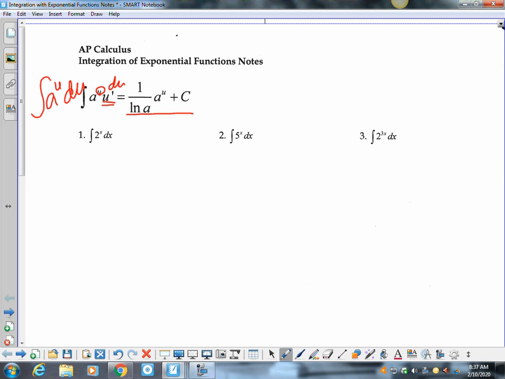So if I look at number 1, what are you going to let your u be? Yeah, your u is your power. So I'm going to let my u be my x. So what is du? 1 dx. Do you have all of that? Or do you need to balance it? Do you need to make something? I have to have a to the u du.